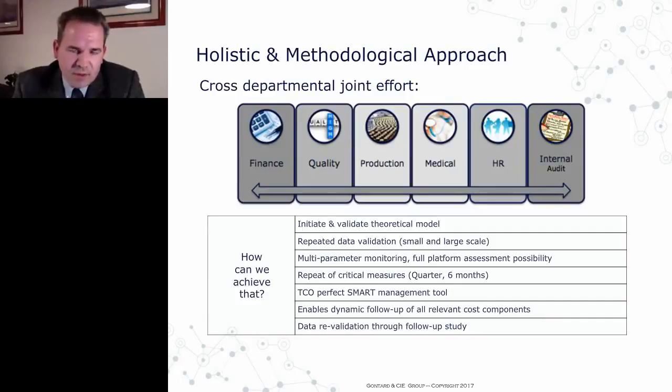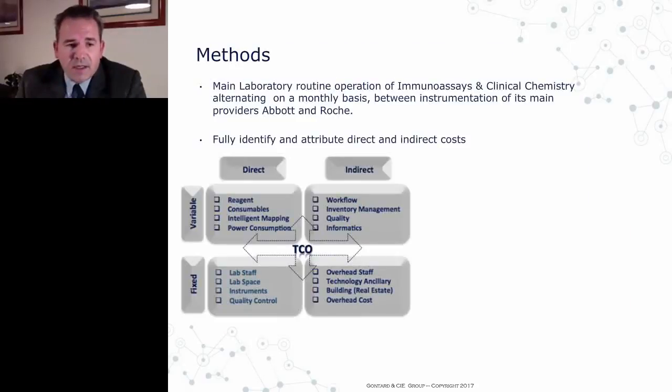We did a small one to see if it was correct, and then we did a large-scale retrospective validation, and we compared the two platforms just based on the information that was in the pamphlet or that the suppliers gave us. We did multi-parameter monitoring, and then we repeated that study. And the result of the study is that we not only took the direct variable cost, but we took also the indirect costs into consideration, the fixed direct and the fixed indirect.